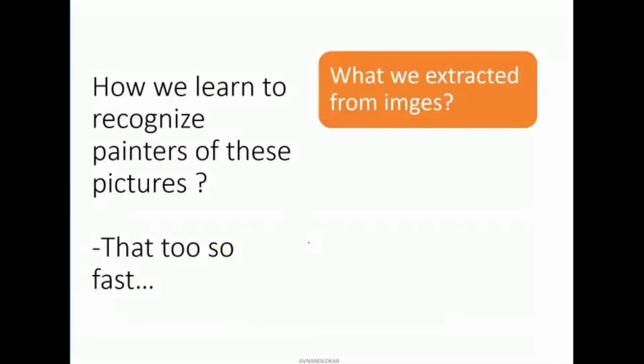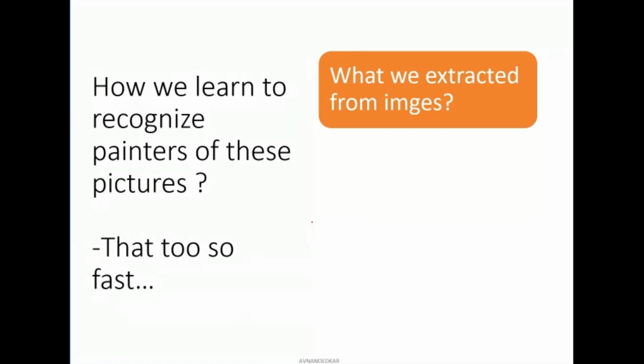Now how do we learn to recognize painters from these images, what did we extract from them, how exactly is it done by your brain, and how do we mimic these things for a computer? Suppose I do this experiment with a computer. Everybody has a mobile or laptop with them. If I show an image to that laptop, saying this is a painting of M.F. Hussain, this is a painting of Rabindranath Tagore, and then show it a new image and ask what it is, I want to get the answer from a computer.